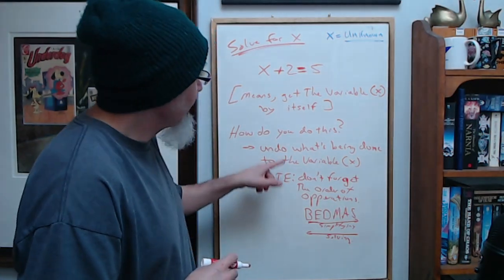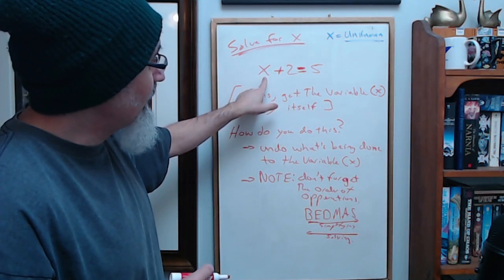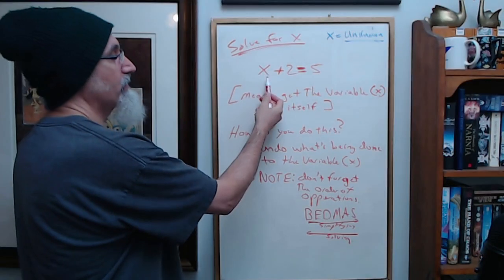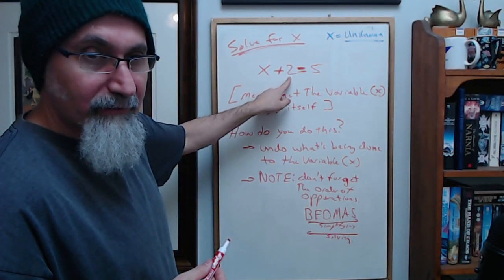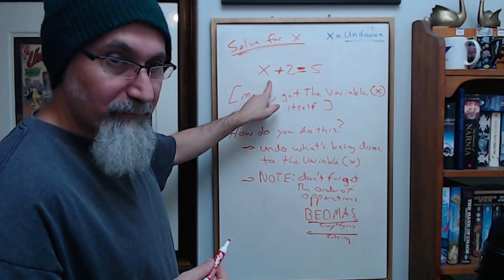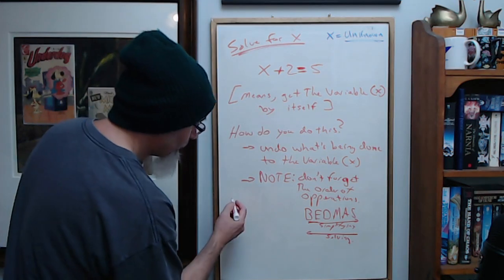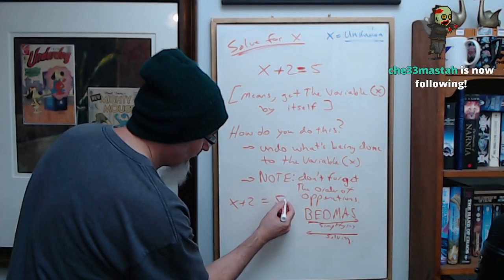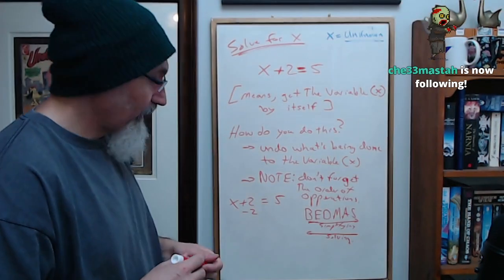In our case, we want to solve for x and get x by itself. What's being done to the x? We're adding to x. So to get x by itself, we have to subtract 2 from this side. If we have x plus 2 is equal to 5, to get rid of this 2, we're going to subtract 2.